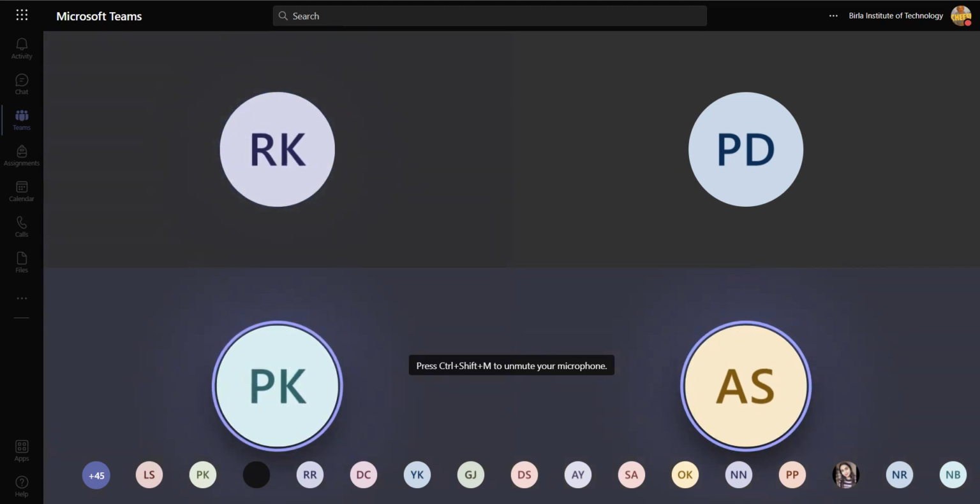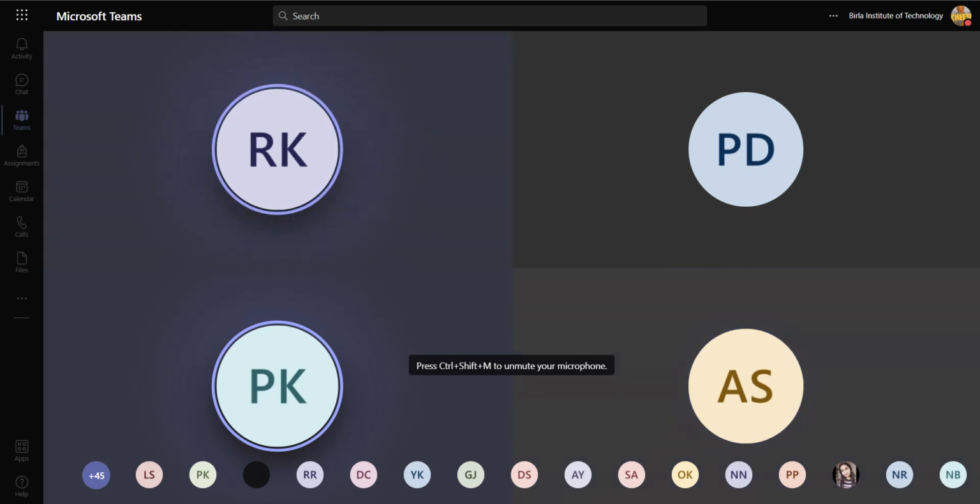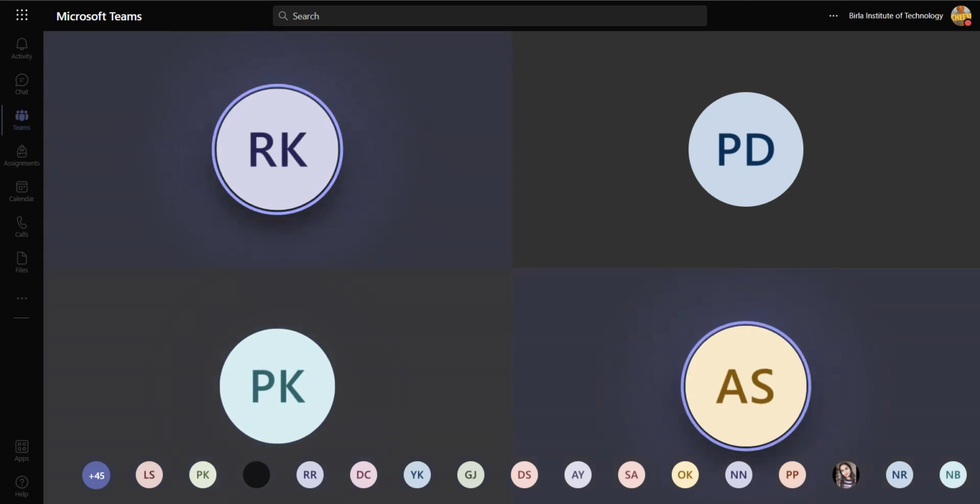Okay, so can you rotate this R1 clockwise? Okay, so now do the connection. Okay, wait.